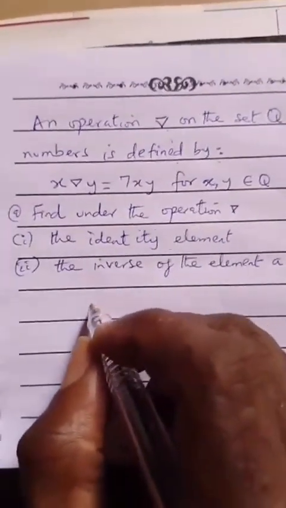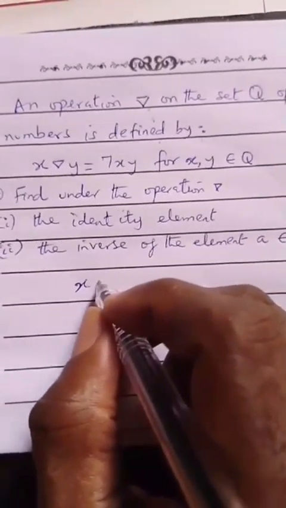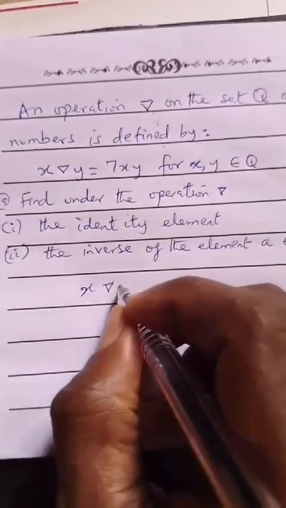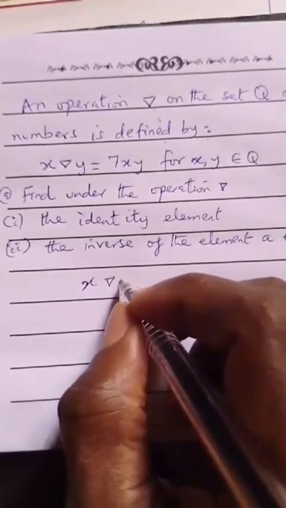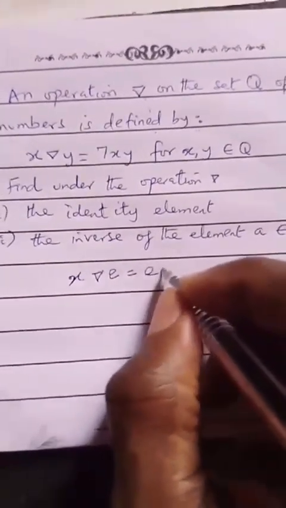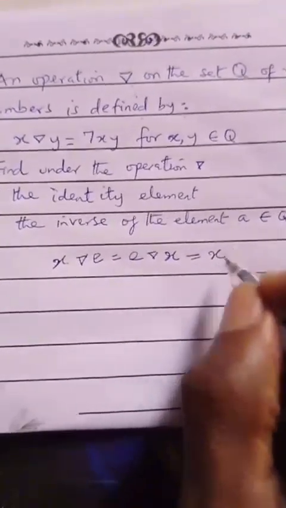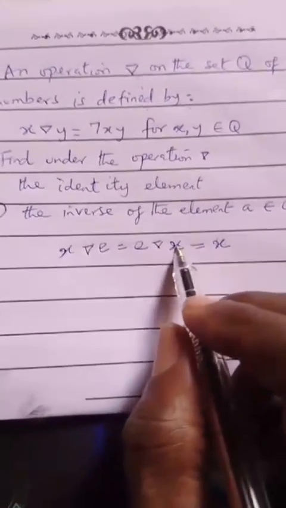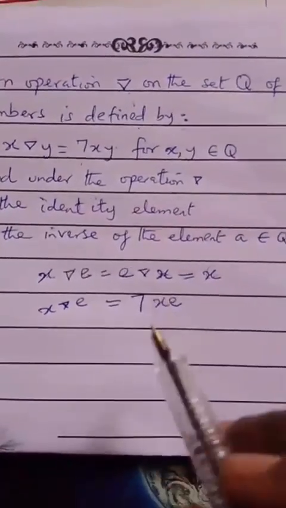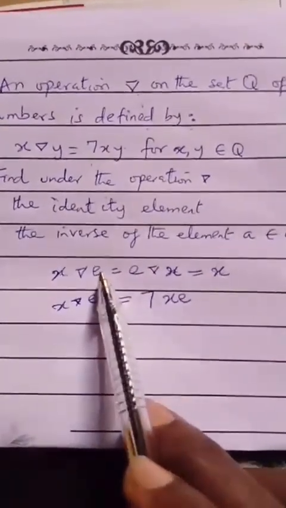So write out the expression. Remember, the identity element: x operation E, the identity element for the set. Written commutatively, it should equal the same x. So the identity element should not change the value of x. Alright, so 7xy is 7 times x times y. Remember now that our y is going to be replaced by the identity element which we are looking for, and all of that equals x.